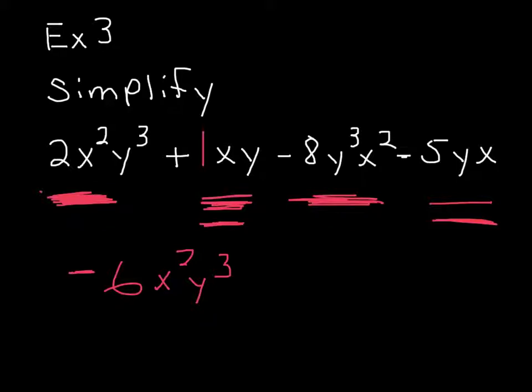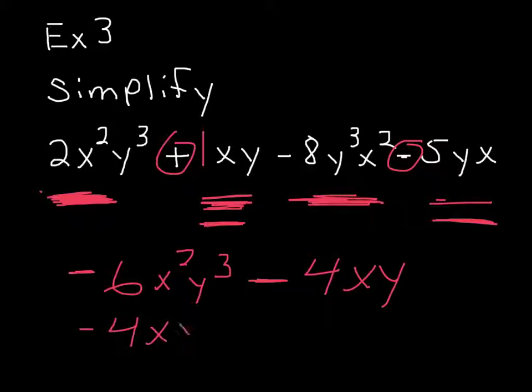Now let's do the two-liners. So I have 1 positive, 1 minus 5, which is a negative 4 of the xy's. And I'm done. I've simplified this. Now if I would have done the two-liners first, I'd have a negative 4xy minus 6x squared y cubed. Both these answers are identical. They're the same answer. Either one is as correct as the other one.